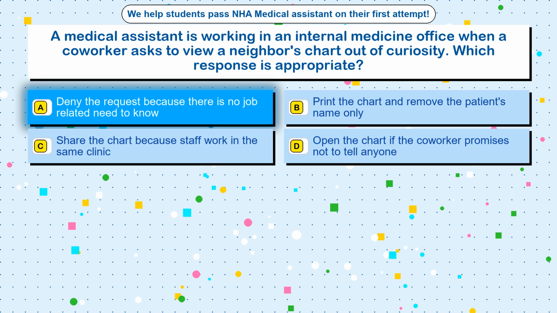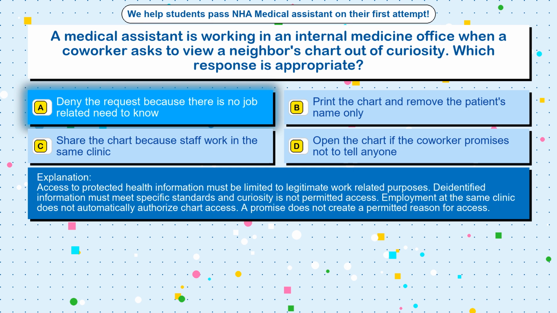The correct answer is option A. Deny the request because there is no job-related need to know. Access to protected health information must be limited to legitimate work-related purposes. De-identified information must meet specific standards, and curiosity is not permitted access. Employment at the same clinic does not automatically authorize chart access. A promise does not create a permitted reason for access.